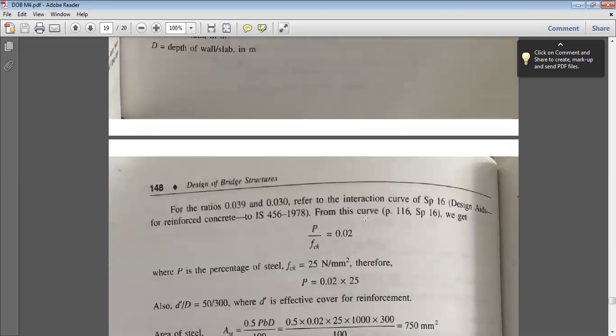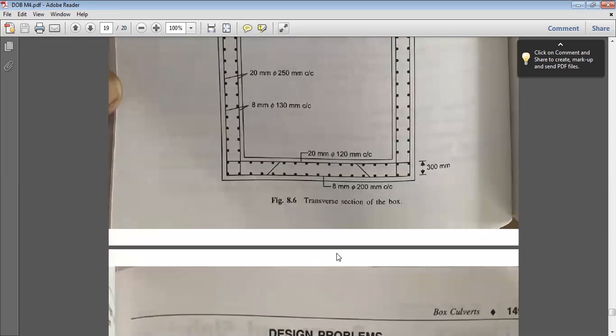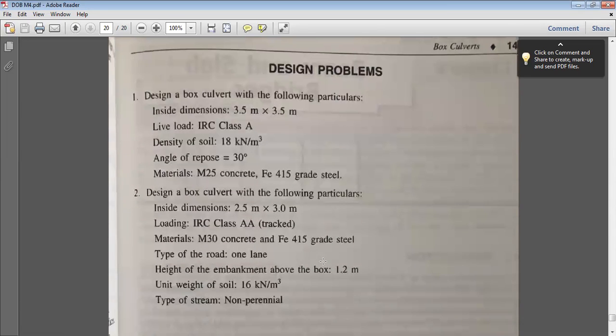So I will share this example. So load case 2 and load case 3 you study. So if you have any doubt, you can ask. Okay. Again, you have two problems here.